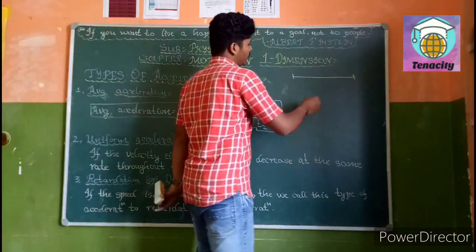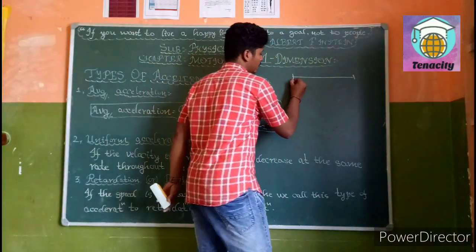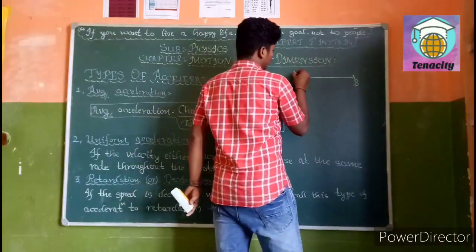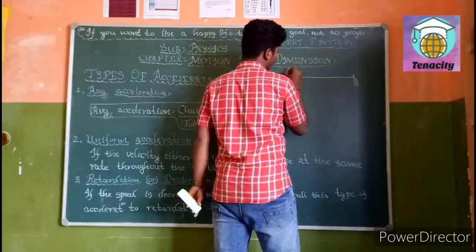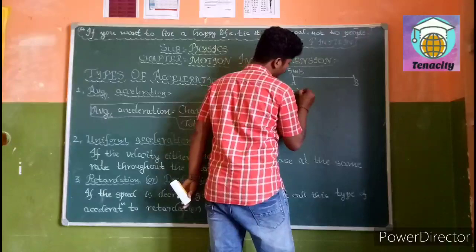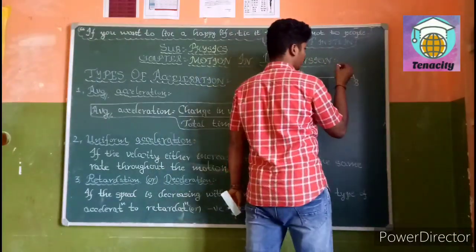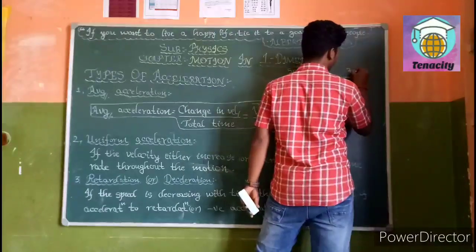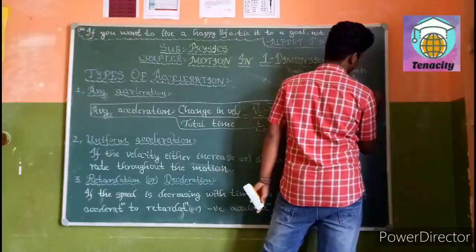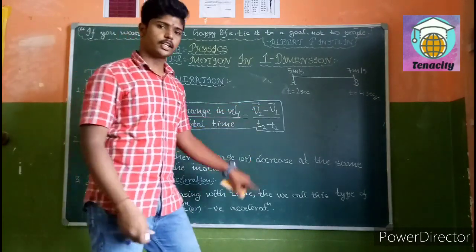So I am giving you a situation of one-dimensional motion in which at the initial point the velocity is 5 meter per second at t is equal to 2 seconds, and at the final point the velocity of the object is 7 meter per second at time t is equal to 4 seconds. Now we have to calculate the average acceleration.